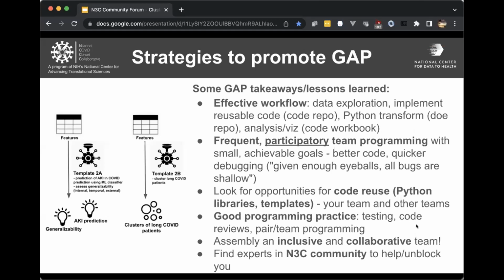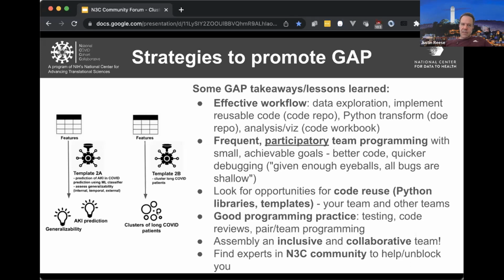Okay, good. I wanted to also share some thoughts about the takeaways and lessons we've learned doing all this. Like I said before, an effective workflow is data exploration, implement the reusable code as much as possible, use that to do Python transforms, and then use a code workbook for visualization.